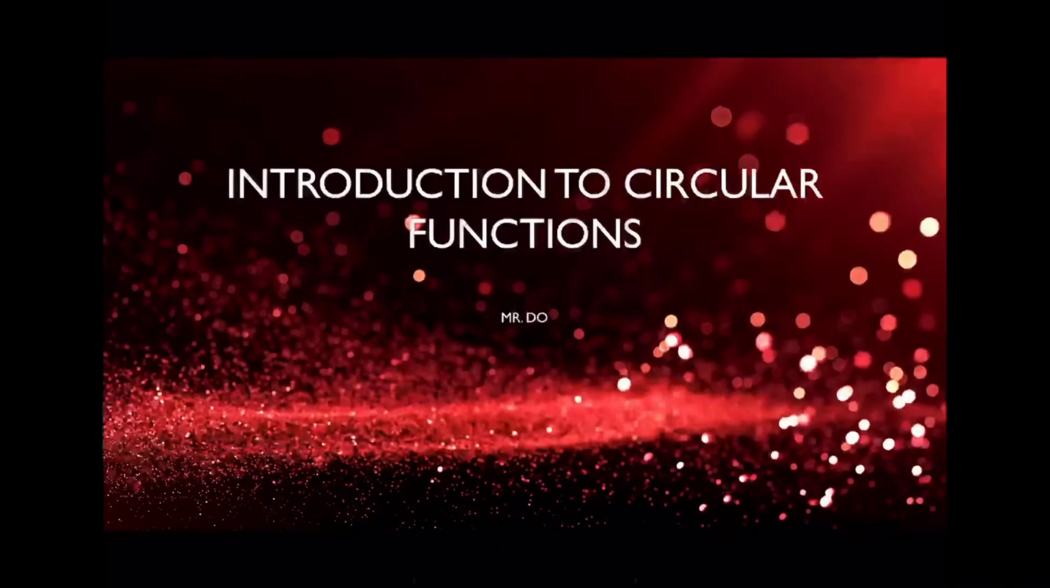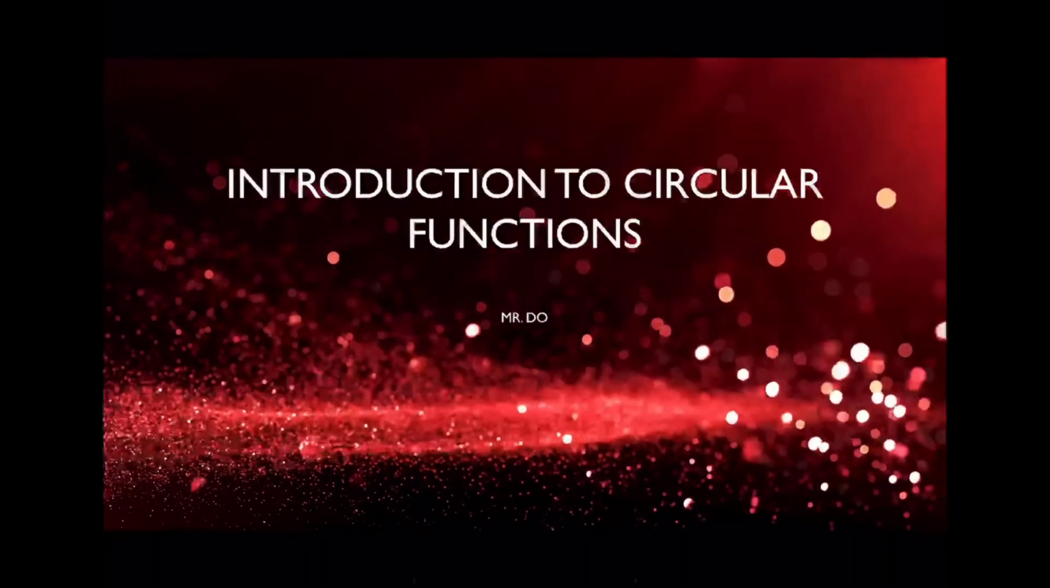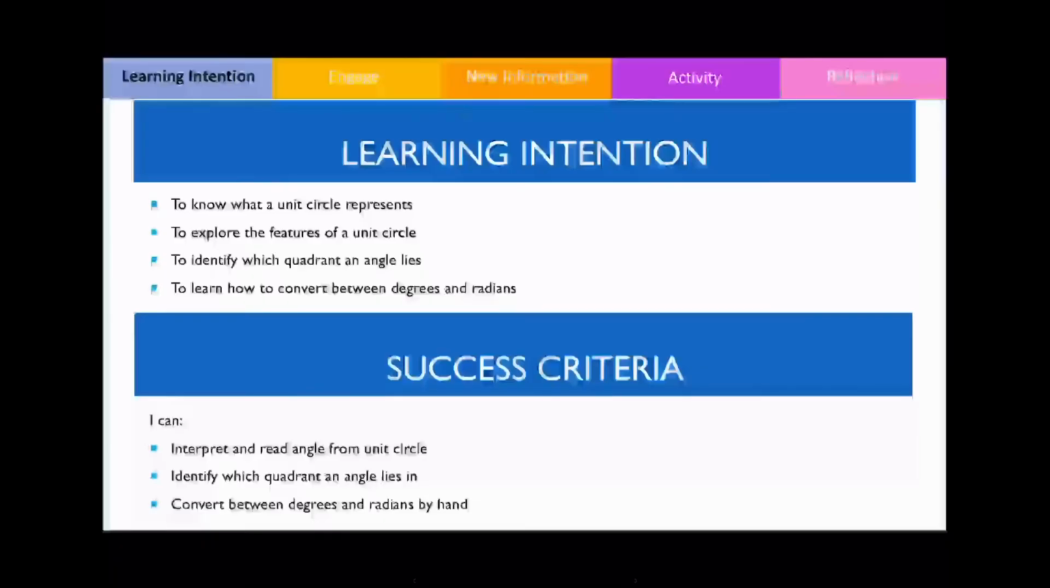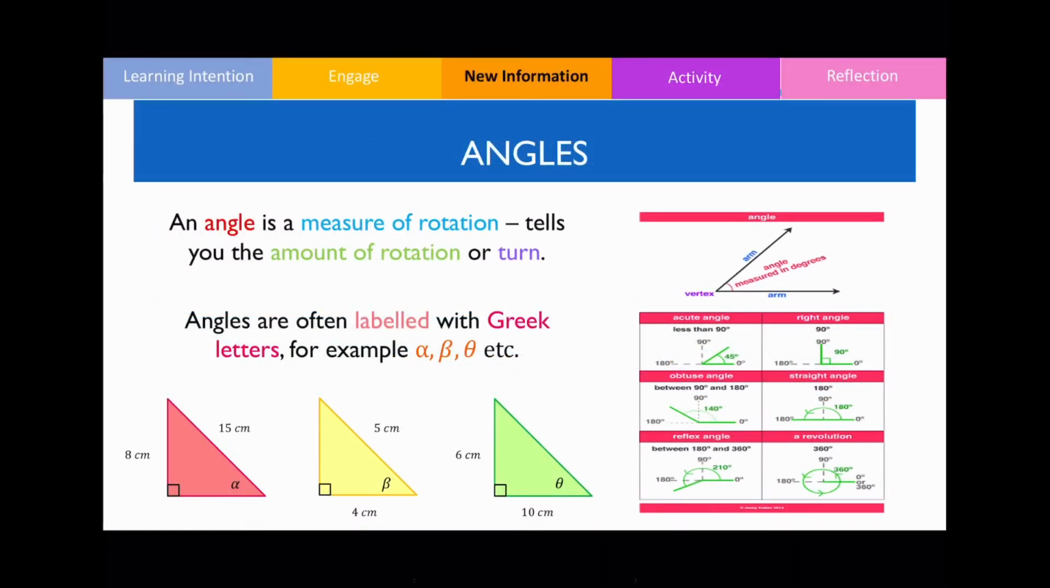Class, in this video, we're going to be looking at an introduction to circular functions. The learning intention of this video is for us to know what a unit circle represents, to explore the features of a unit circle, to identify which quadrant an angle lies in, and lastly, to learn how to convert between degrees and radians. Throughout the entire lesson today, we're going to be mainly talking about angles.